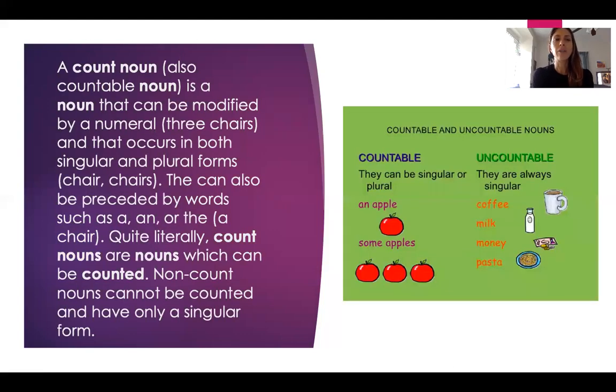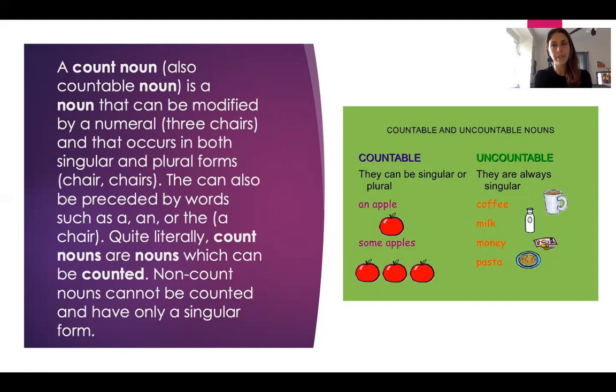A count noun, also known as countable, is a noun that we can literally count. We can say 1, 2, 3, 4, and it can occur in singular form or plural form, like chair and chairs. For count nouns, we can use articles like a and the.